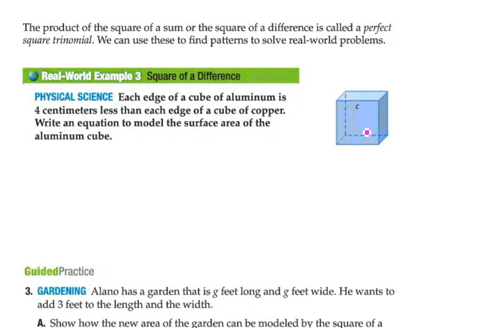Okay, so we're dealing with aluminum, and you're going to bear with my picture here. There's a reason why I'm not an art teacher. Okay, so here's my aluminum cube, because again, we're writing it to model the surface area of the aluminum. This one up here is copper. So here's our copper, and here's our aluminum. Well, they said that this edge is 4 centimeters less than that. So there's our translation. We started with C, and this one is 4 centimeters less than the copper.